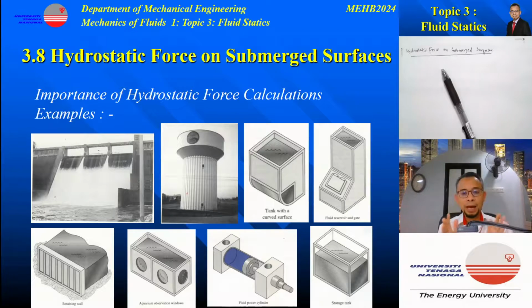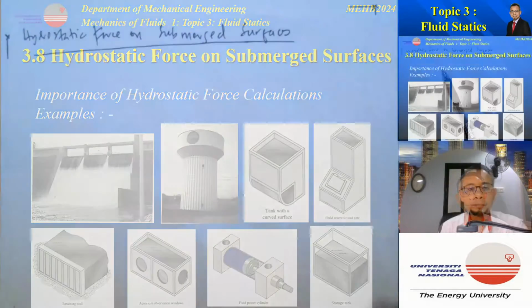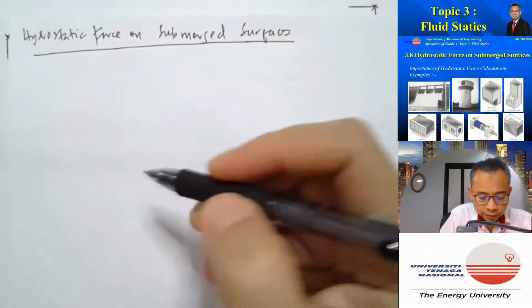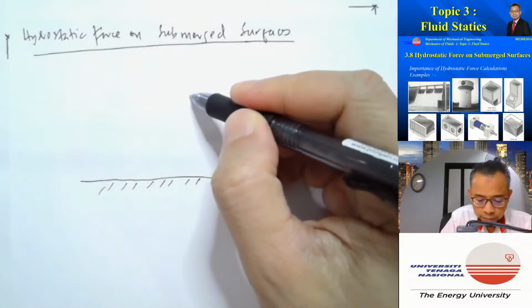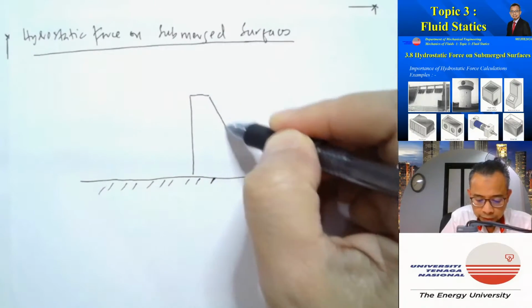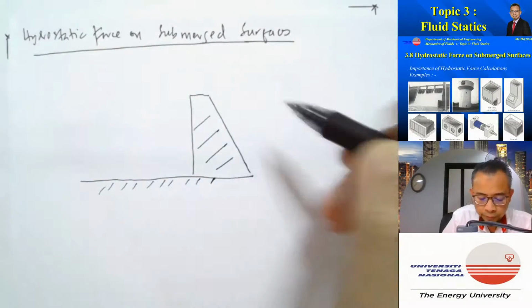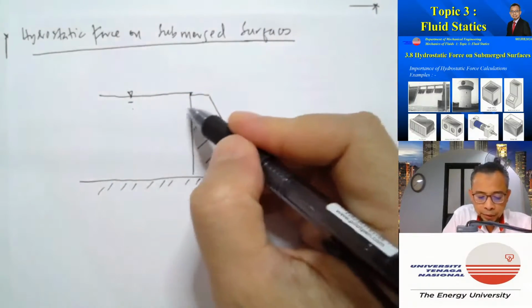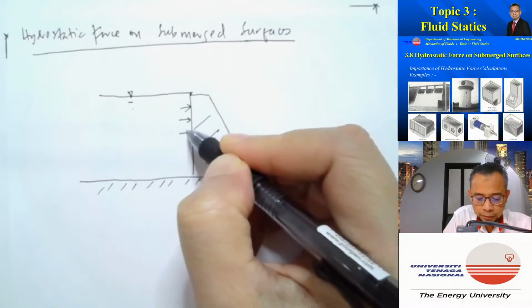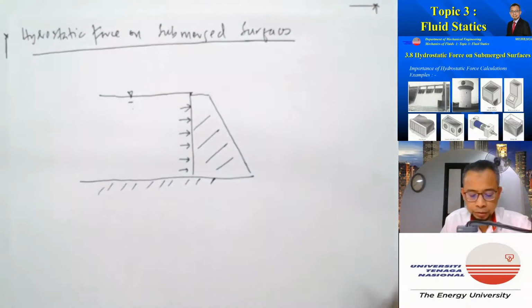For example, if we have a dam, the dam structure has to be designed such that it is strong enough to withstand the huge hydrostatic force due to the large amount of water that it contains. So if we consider, for example, a dam, let's say this is the dam, and this is the water level. So there will be hydrostatic force due to the pressure.